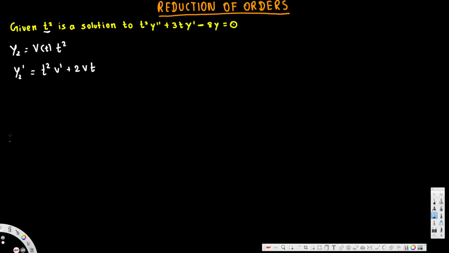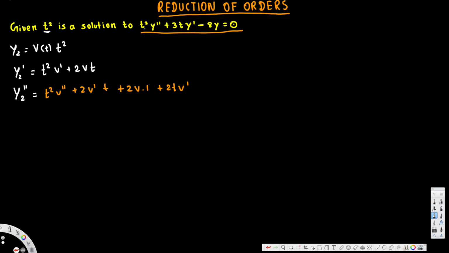Now y prime we found out already. Next we have to find y double prime, so we have to take the derivative of this one again. Here v is a function of t and t square is a function of t, and here also we have two functions of t, so both are going to use the chain rule. So we are going to get four terms like this. If you find the derivative, you will get t square v double prime plus 2v prime t plus 2v times 1 plus 2t v prime. Now we have y double prime, y prime and y, so we can plug everything into this equation and solve for it.